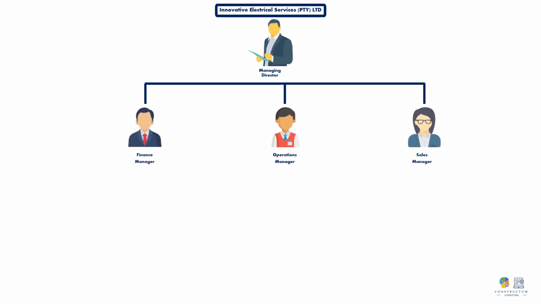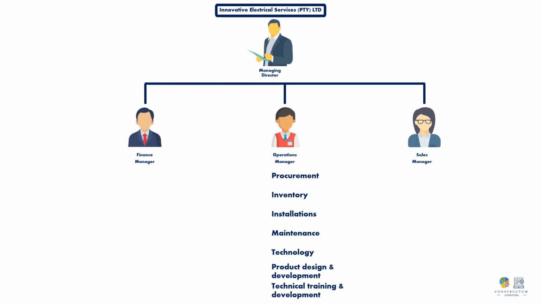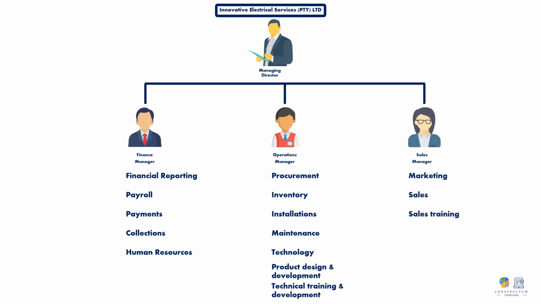Karel must now allocate responsibilities to individual managers and decides on the following. The operations manager will be responsible for procurement, inventory, installations, maintenance, technology, product design and development, and technical training and development. The finance manager will be responsible for financial reporting, payroll, payments, collections, and human resources. The sales manager will be responsible for marketing, sales, and sales training.